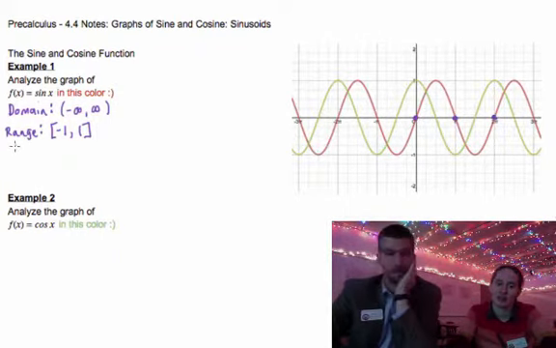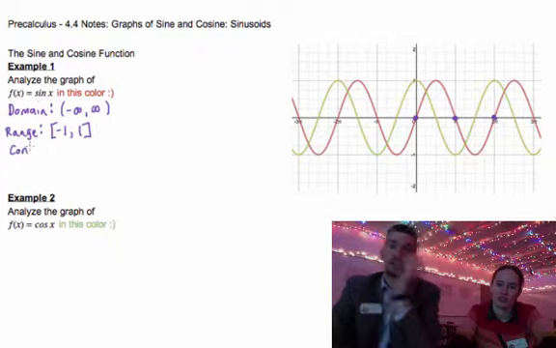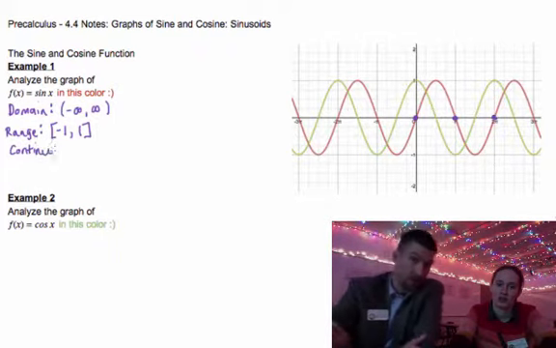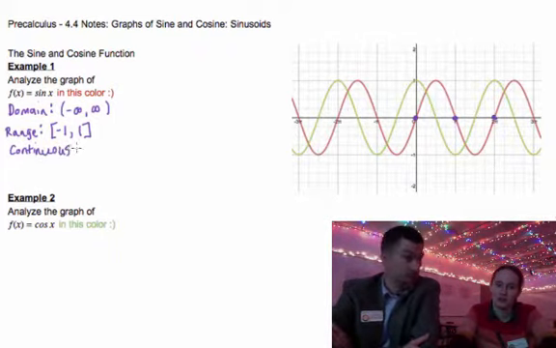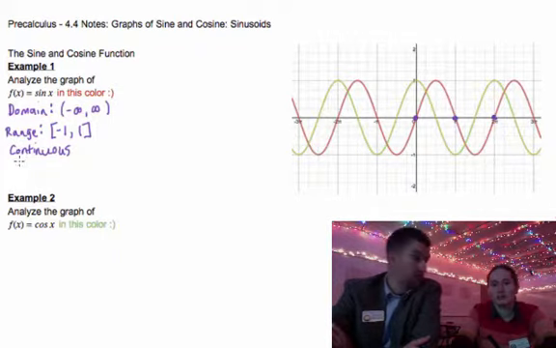Domain, range. How about, is this a continuous function? It is continuous. At no point in time will we ever pick up our pencil or pen while we're drawing out the graph. So we would say this is continuous. Definitely continuous. No asymptotes here.